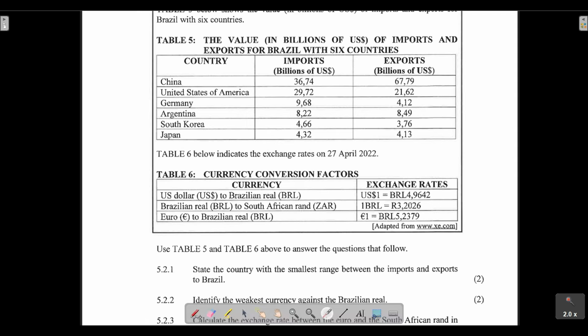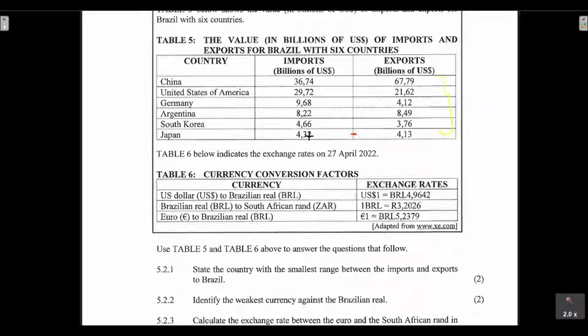So what other way can we approach this question logically? Here you want to see, from all of these values that we are given, which value has the smallest difference between the imports and the exports. If you look at the chart, you'll see that Japan has the smallest difference between the imports and the exports.